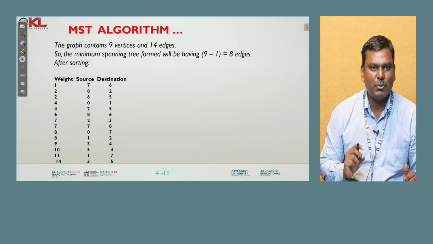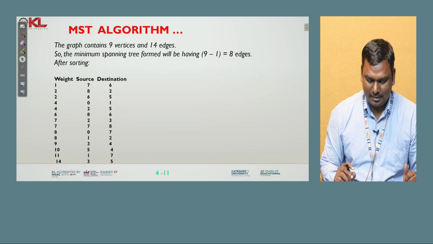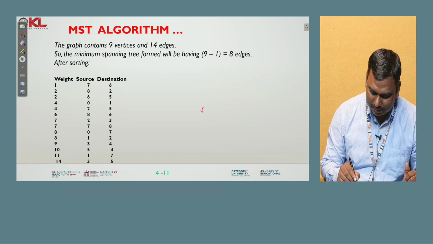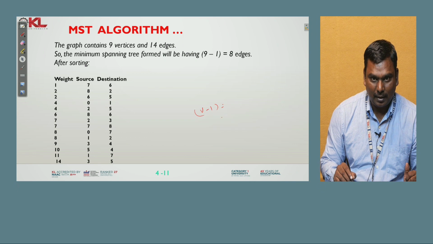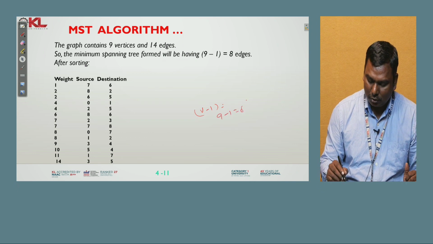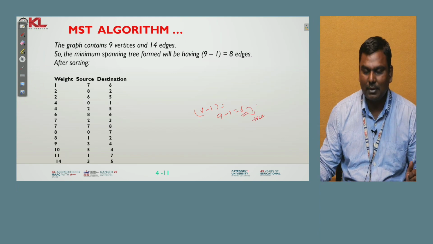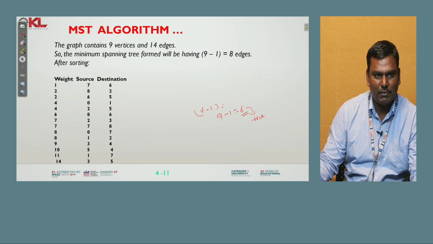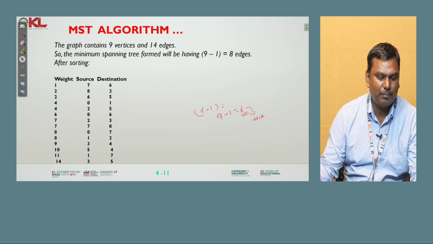So the minimum spanning tree formed will have 9 minus 1 edges. That is vertices minus 1. V is 9. So 9 minus 1 equals 8. So when we are finding the total tree, we will find 8 edges. We will construct 8 edges, and find the minimum cost spanning tree by using Kruskal's algorithm.